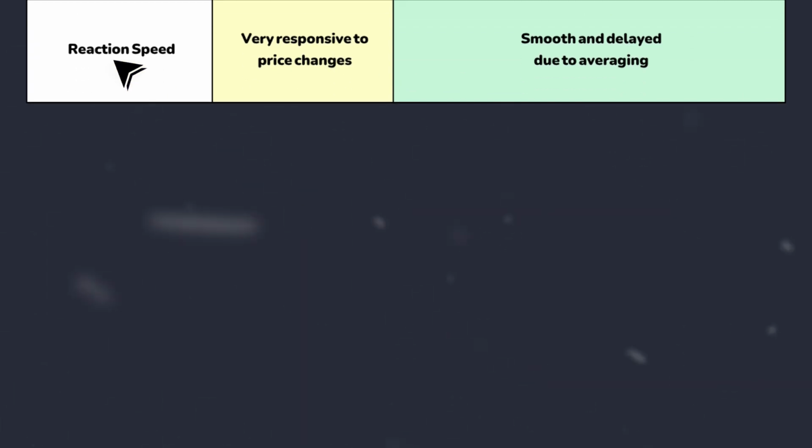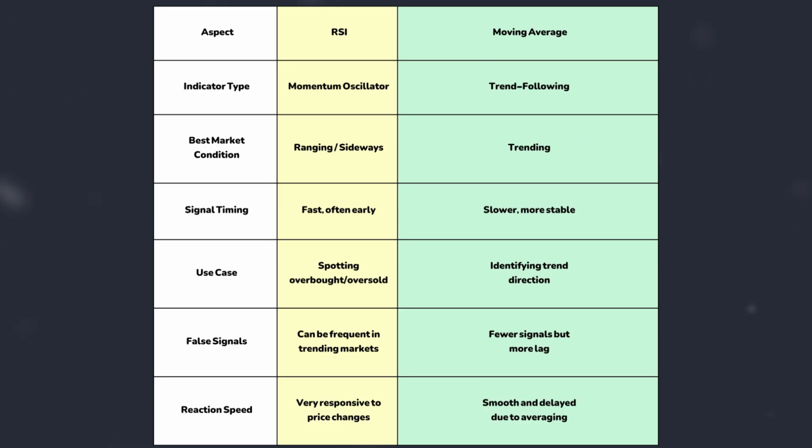Finally, when it comes to reaction speed, RSI responds very quickly to price changes, which makes it great for fast signals, but it can also be too sensitive at times. On the other hand, moving averages react more slowly, but their smooth behavior makes them excellent for confirming the strength and direction of a trend. So, depending on your style, aggressive or conservative, one may suit you better. Or better yet, use them together.